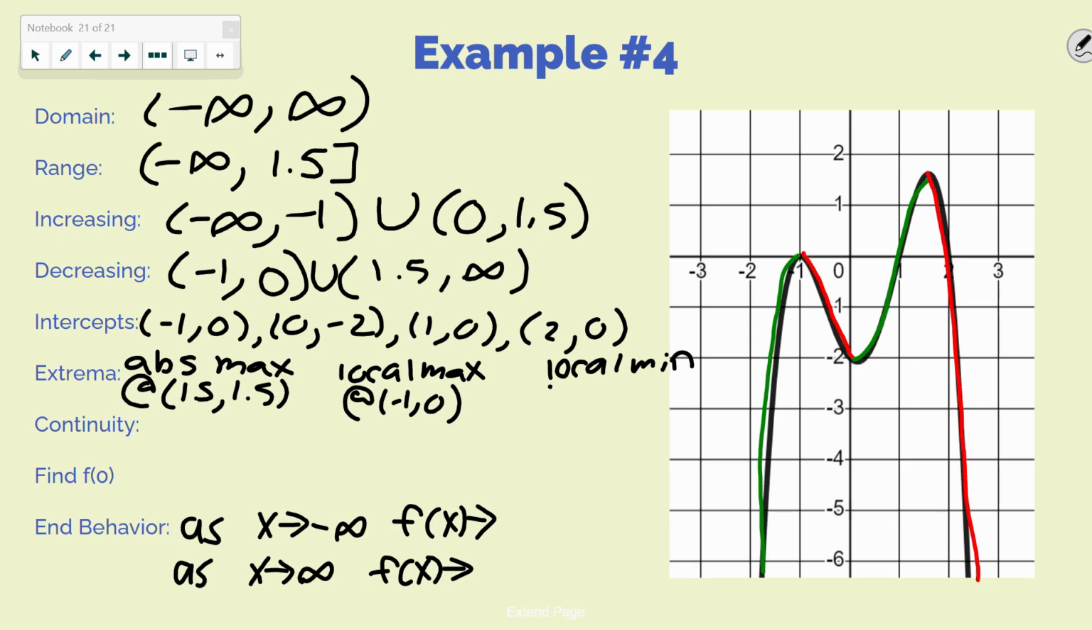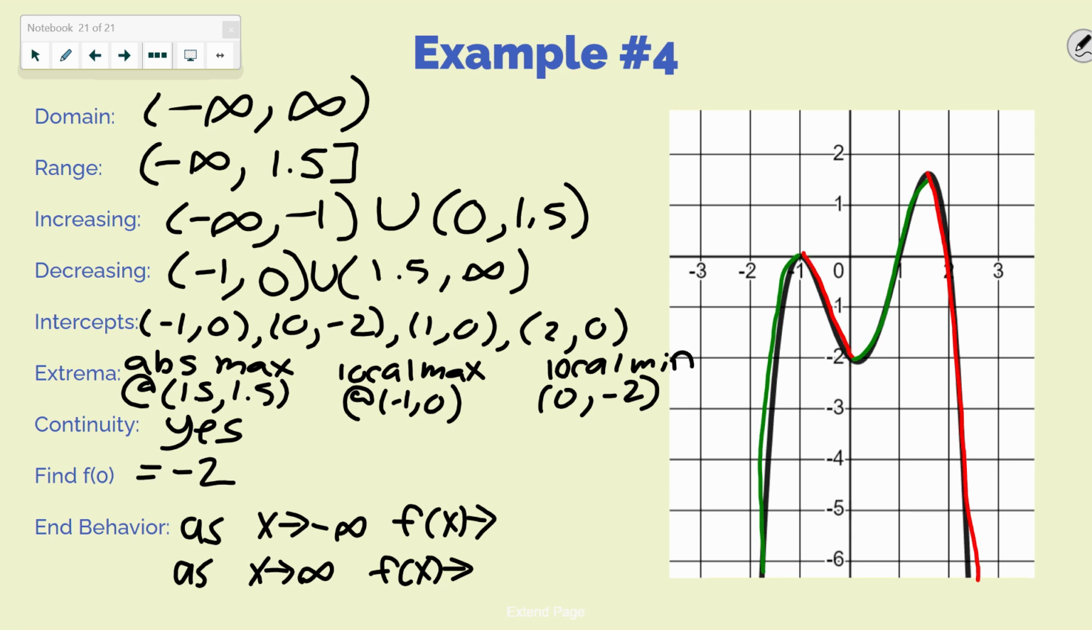Yep, good. 0, negative 2. And then what do you guys think in the back table near the door? Are we continuous? Yes or no? Yes. And we want to find f of 0. So that means your x value is 0. What's the output when the x value is 0? Yep. Negative 2.